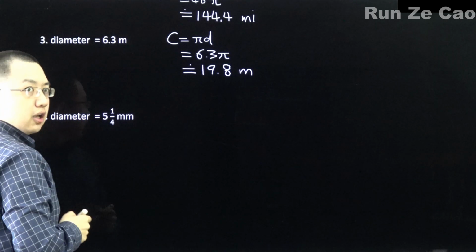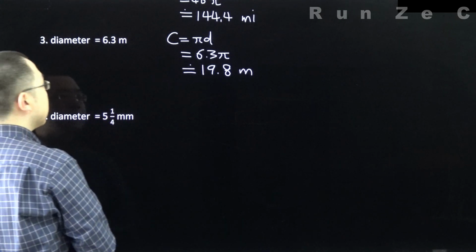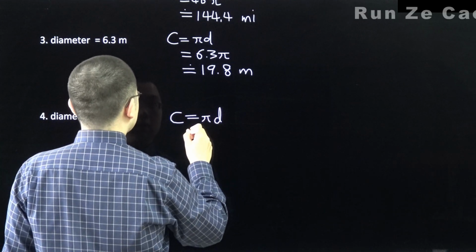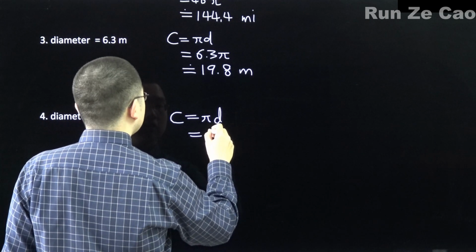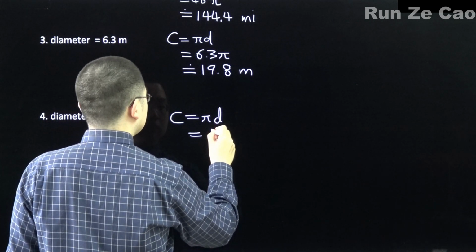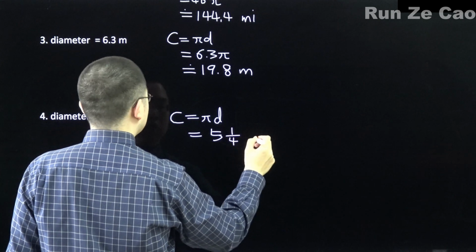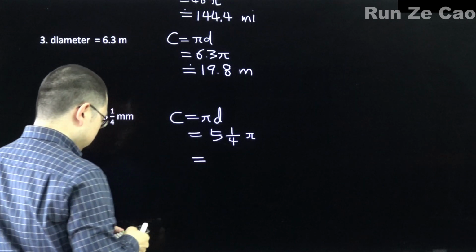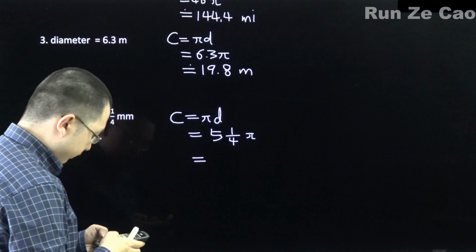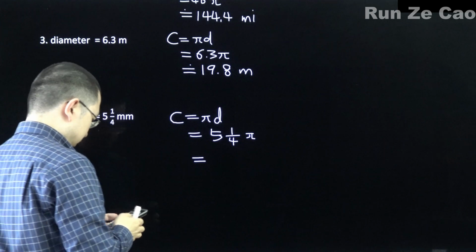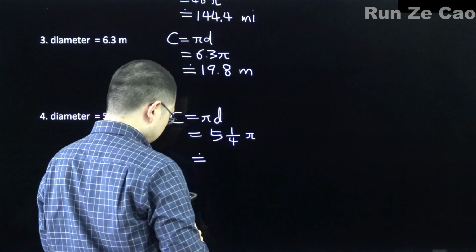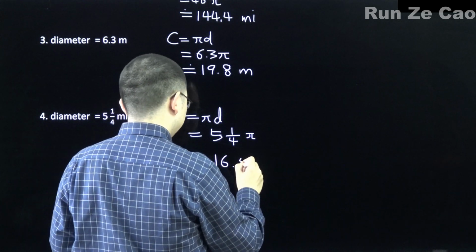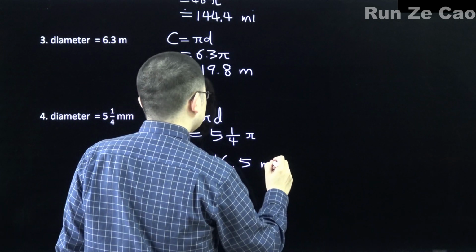Let's say the diameter is 5 1/4 millimeters. Well, then it's still C equals pi d. Therefore, this is equal to 5 1/4 pi. 5 1/4 is 5.25 times 3.14. So 16.485. Yeah, that's approximately 16.5 millimeters.